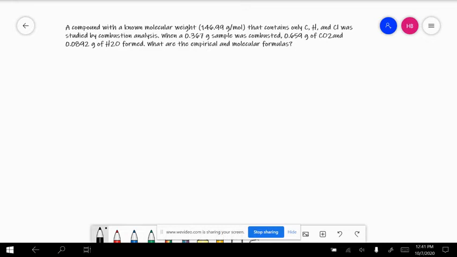So when you burn something that has carbon and hydrogen, you're always going to produce carbon dioxide and water. It doesn't matter if there are other elements. So when I burn this compound that's got carbon, hydrogen, and chlorine, and I burn it in oxygen, it's still going to produce carbon dioxide and water and some other compound that I don't need to know anything about. So we're going to start our problem the same way.